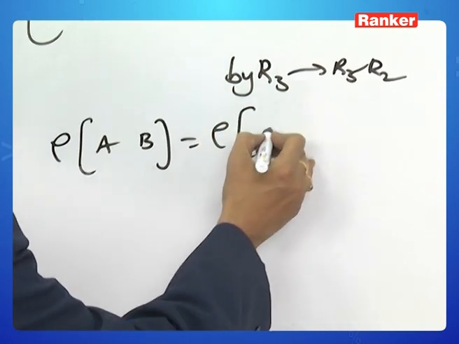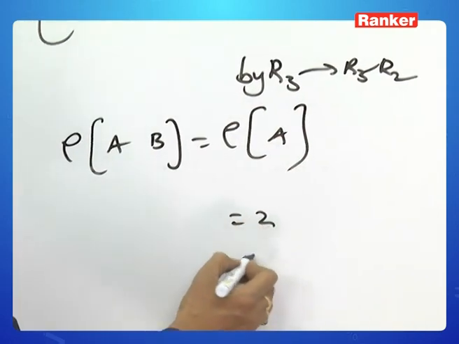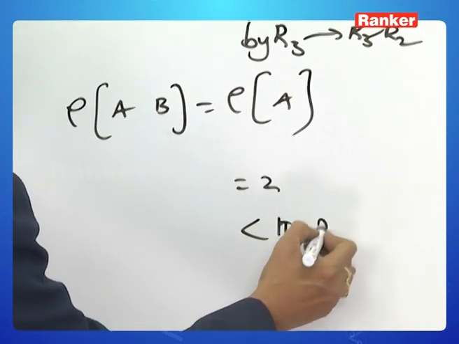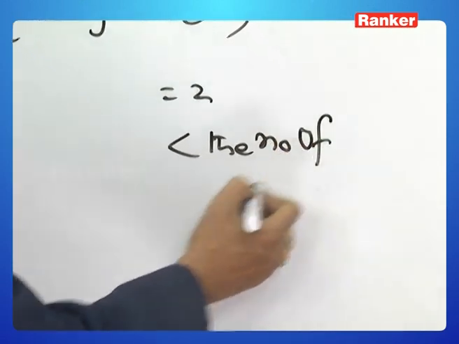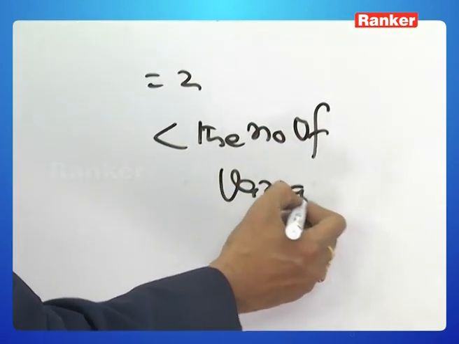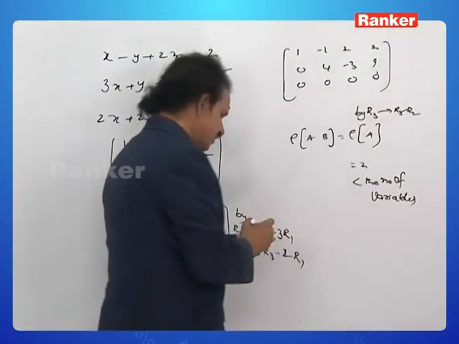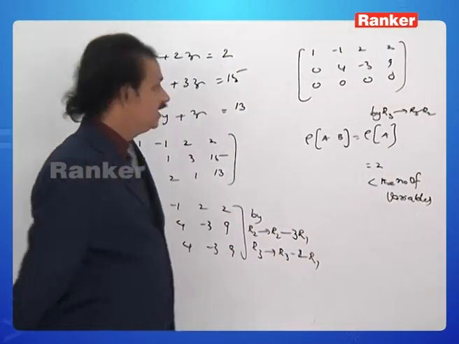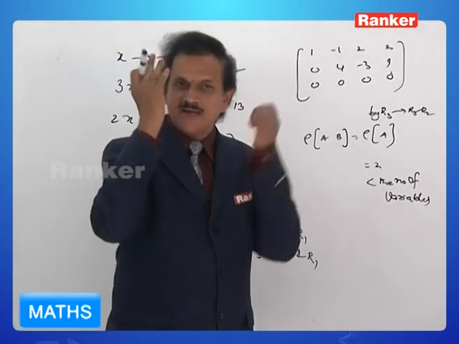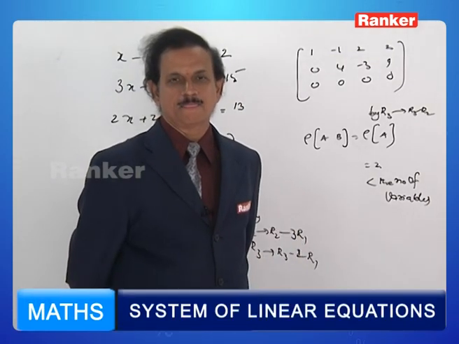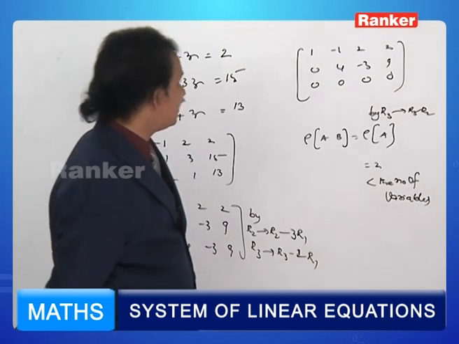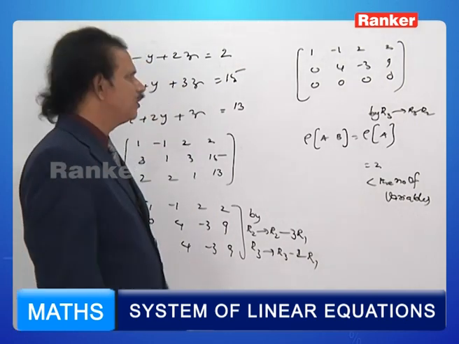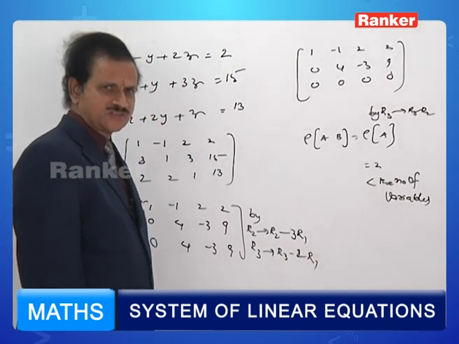No problem. What is the specialty here? The rank is less than the number of variables. Ultimately, what is the result there? The system has infinitely many solutions. Do you want to have the infinitely many solutions? The shape of the solutions?